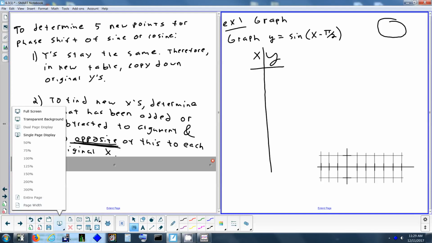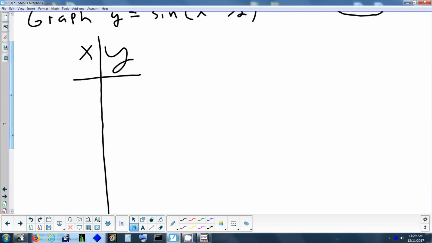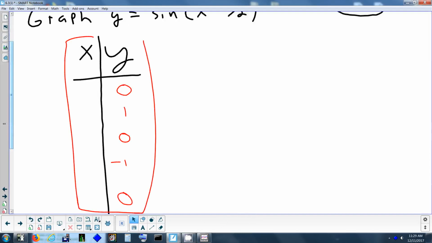For sine, 0, 1, 0, negative 1, 0. Yep. 0, 1, 0, negative 1, 0. If that was a test problem, the way I grade it, you get 1 point for each of those numbers. So you automatically get 5 points for that table if that's all you know how to fill in. Now, to get the other 5 points for the table, we've got to get the x's.